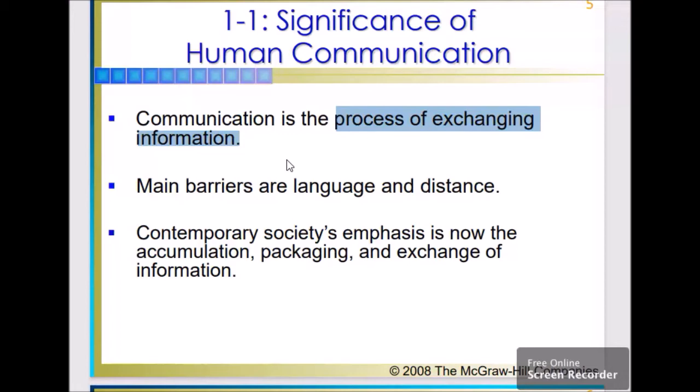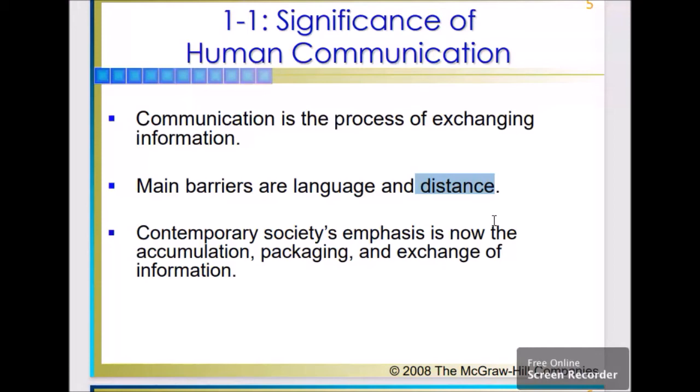Contemporary society's emphasis is now on the accumulation, packaging, and exchange of information. So, itong electronic communication, the goal nito is to address the distance barrier between the human communication. Alright, so we try to address the distance as a barrier in human communication. So that is why, because of our technologies nowadays, ano, distance is not a barrier anymore. Tama ba? Kahit malayo siya, you could still communicate.